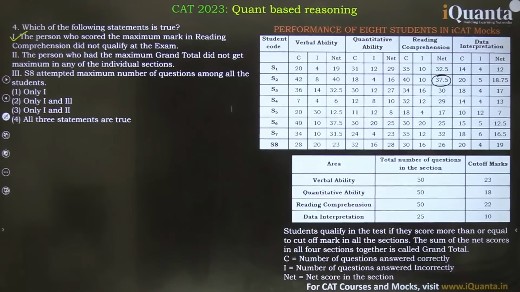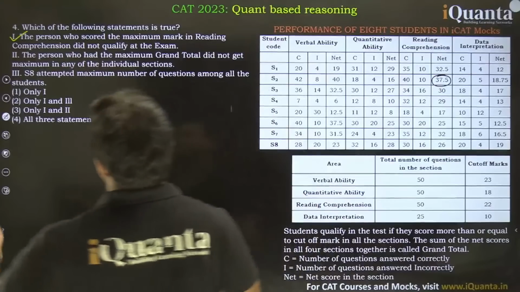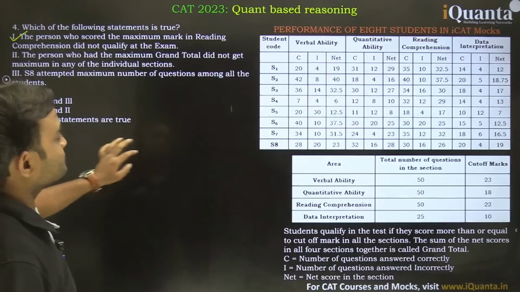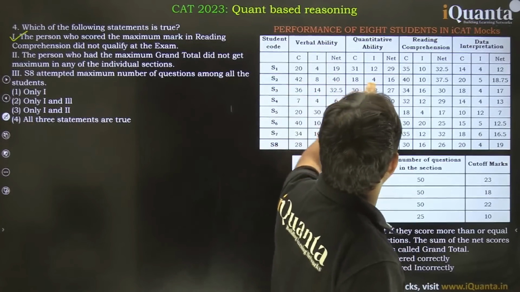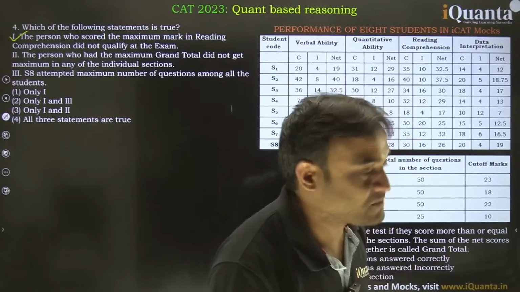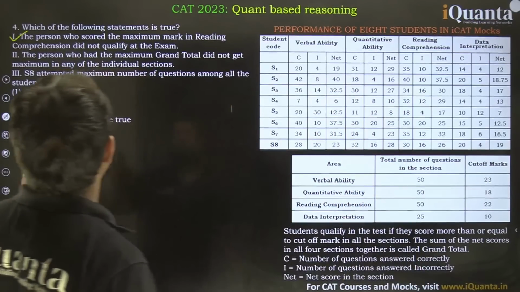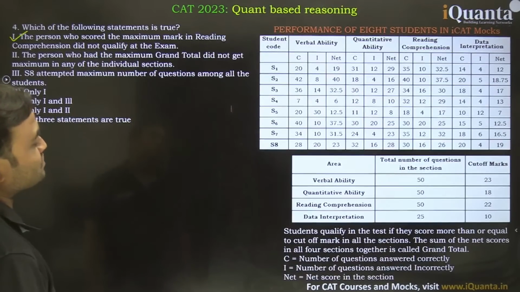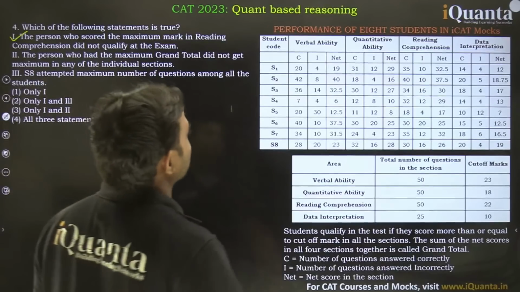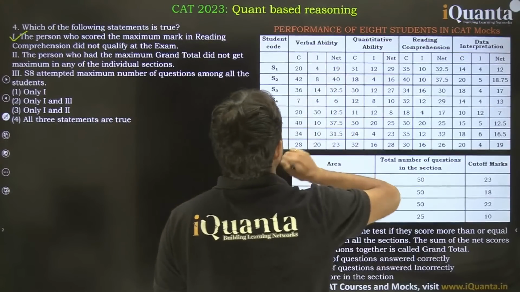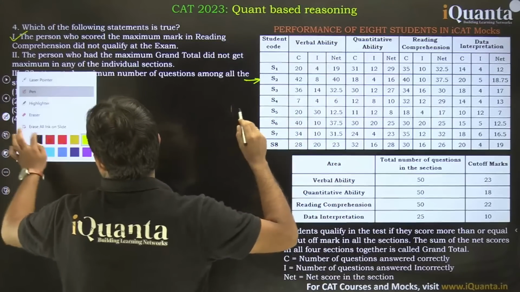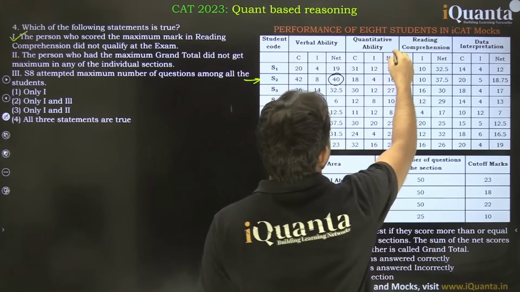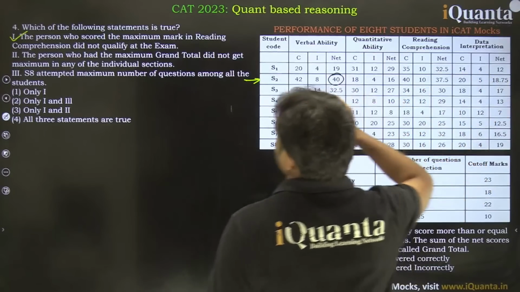S2 got maximum. Okay, let me check. Total scores, if you check S2, S2 got maximum, lots of 40 and 37. S2 got maximum total scores, but the grand total maximum doesn't mean that he did not get maximum in VARC. He got maximum in VA also. So this statement is wrong.